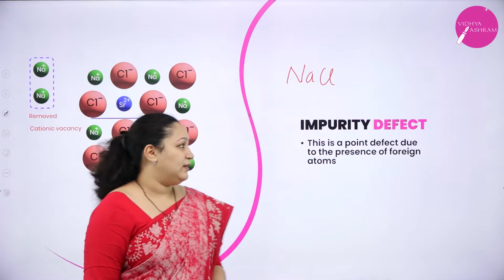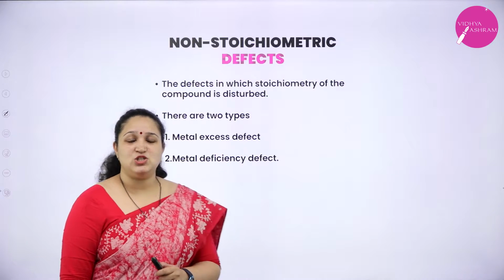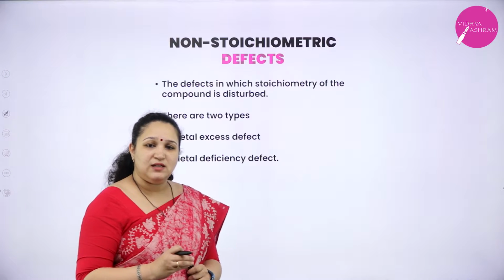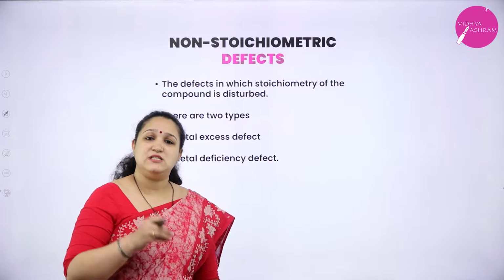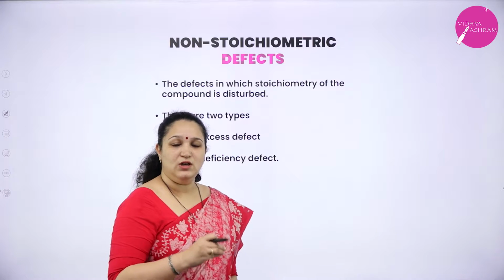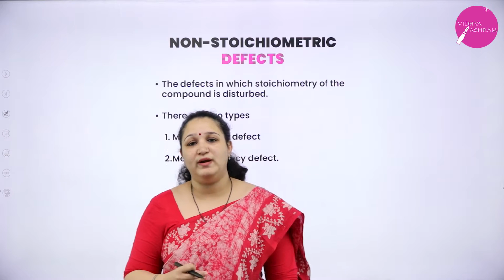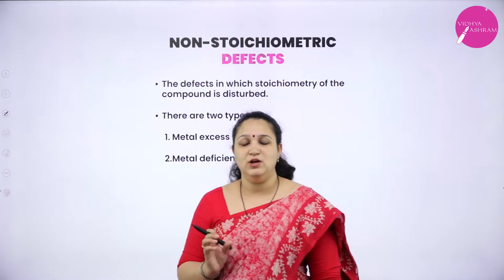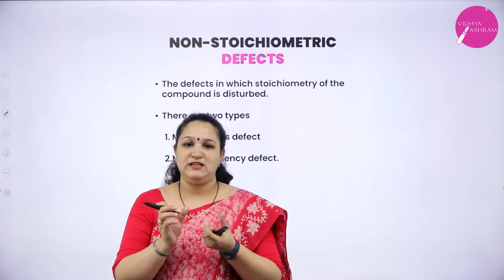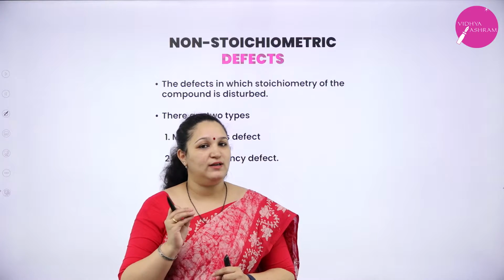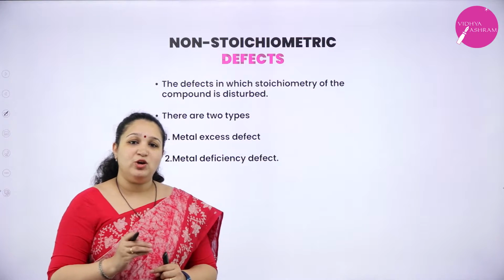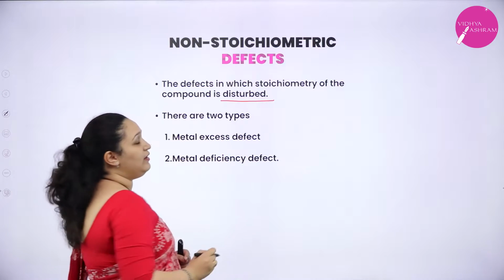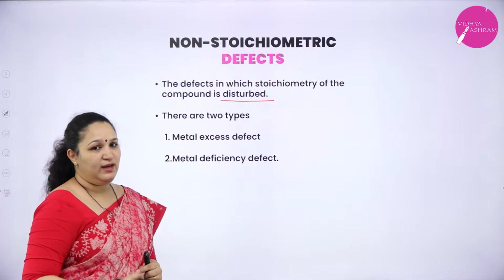Next one is non-stoichiometric defects. Non-stoichiometric defects are the defects which disturb the stoichiometry of the compound. What do you mean by stoichiometry? Stoichiometry means the ratio or the composition of the molecule, the ratio in which the atoms are present in a molecule. If that stoichiometry is disturbed, then we call them non-stoichiometric defects.